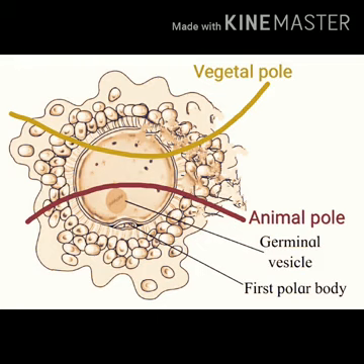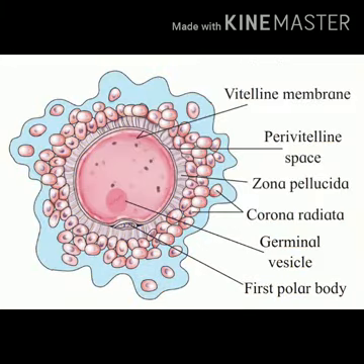In this way, you can describe the particular structure of unfertilized egg or ovum, also called secondary oocyte, in human female. Hope you can understand very well.